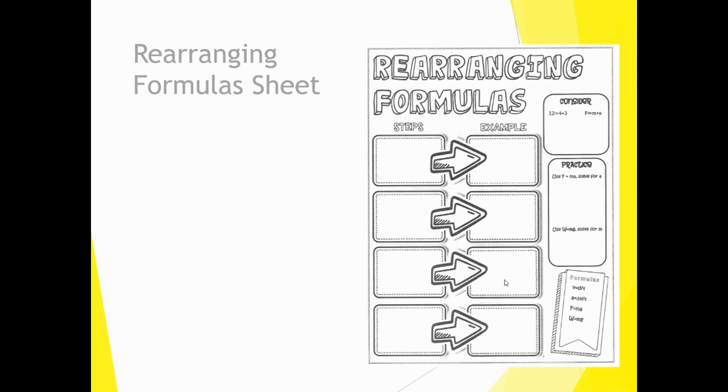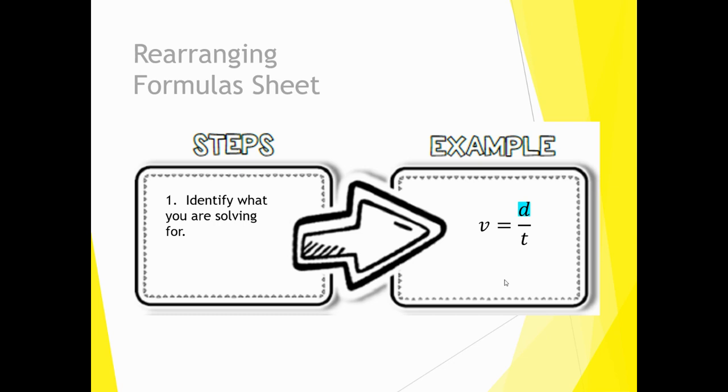I made this sheet up because I had a lot of students who were really struggling with this, and I wanted to write out the steps in order to try to make this a little bit easier for everybody to follow. So first of all, you want to take the equation that you have and identify what you're solving for. In this case, I'm giving an example of speed equals distance over time. And I highlighted distance because that's what I want to solve for. So I want to rearrange this equation in order to solve for that.